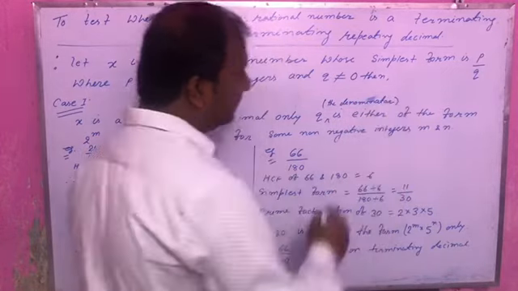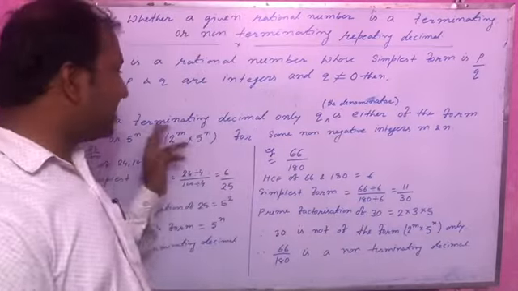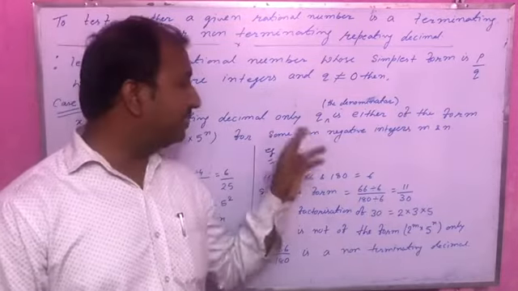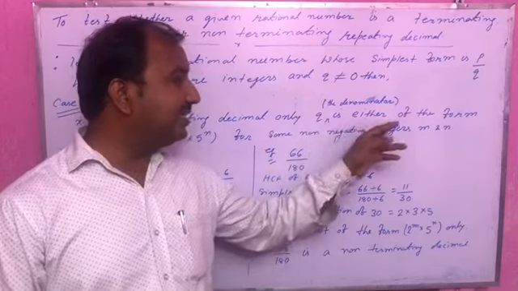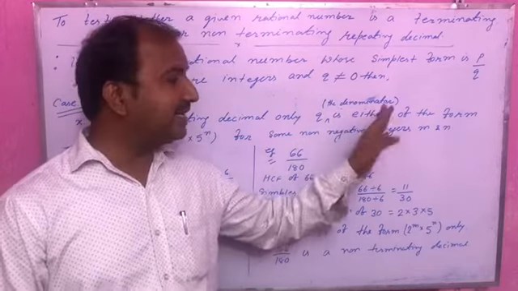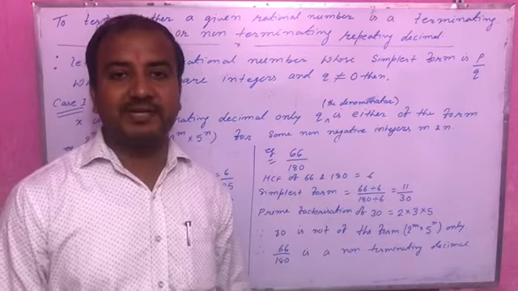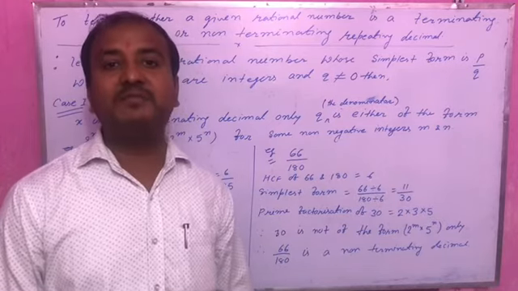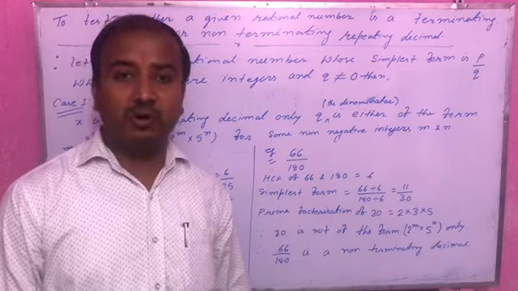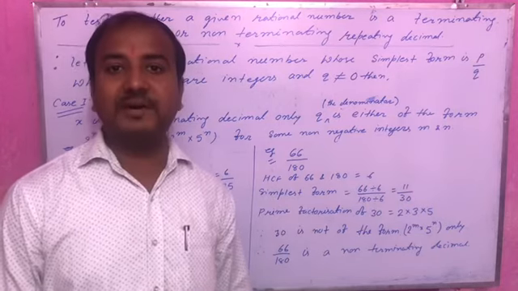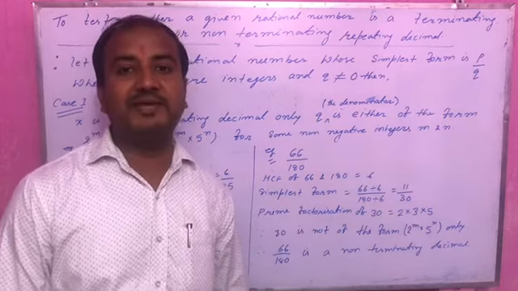Q means what? The denominator. X is a terminating decimal only if q, the denominator, is either of the form 2 to the power m, or 5 to the power n, or 2 to the power m into 5 to the power n.